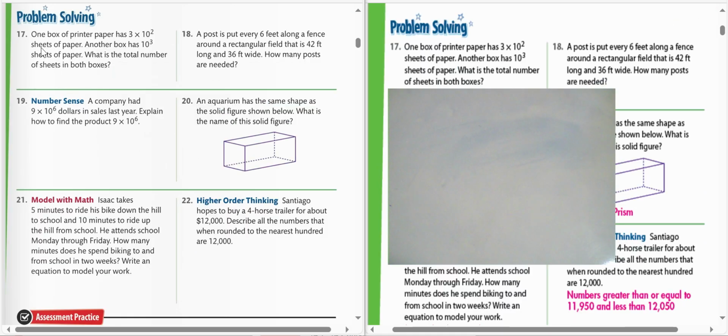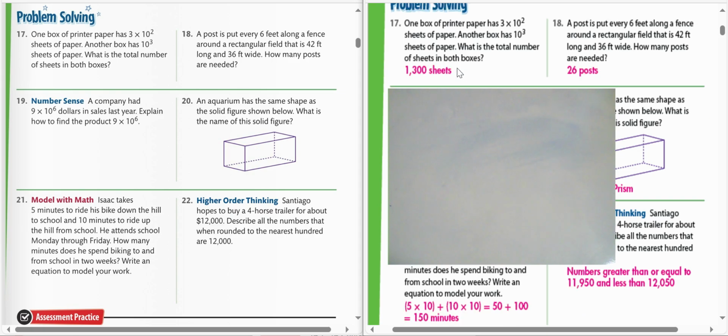Question number 17. One box of printer paper has 3 times 10 power 2 sheets of paper. Another box has 10 power 3 sheets of paper. What is the total number of sheets in the boxes? We can add together 3 times 10 power 2, which will be 300, and 10 power 3, which will be 1000. Then 300 plus 1000, the total will be 1300.